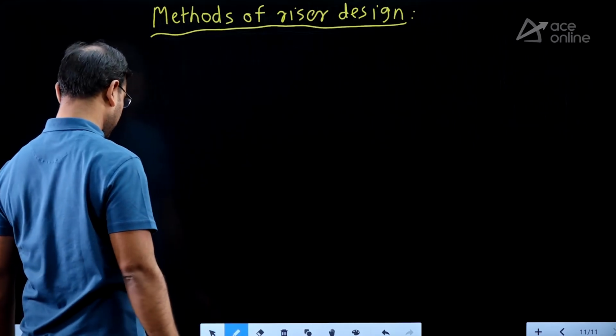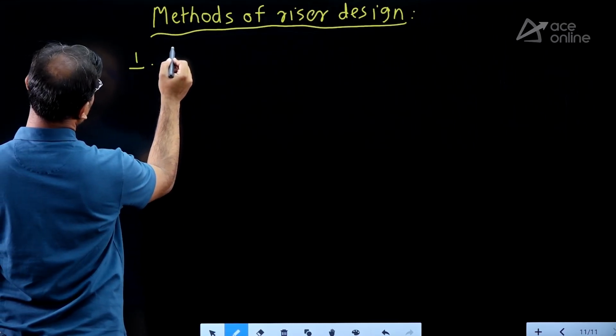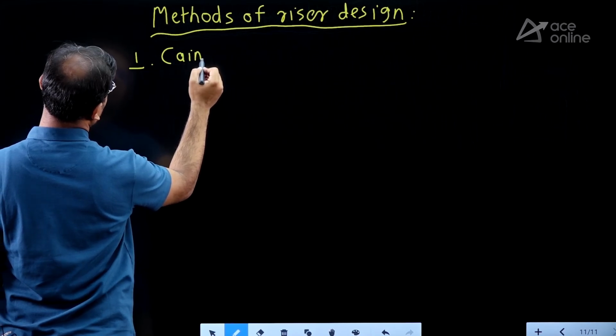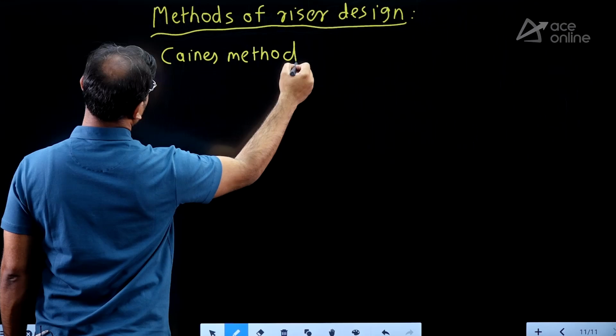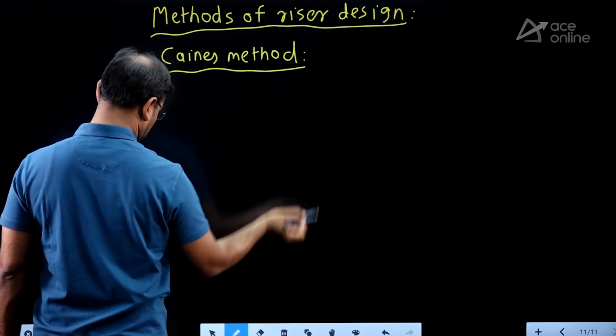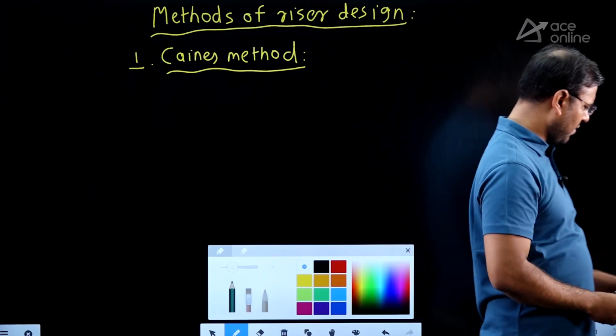Okay, methods of riser design. In methods of riser design, the first method is Keynes method. Also, we can say the Keynes method of riser design.